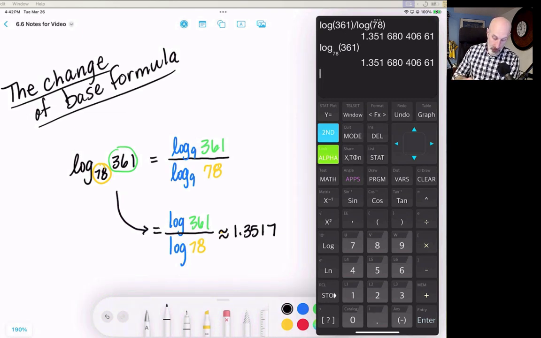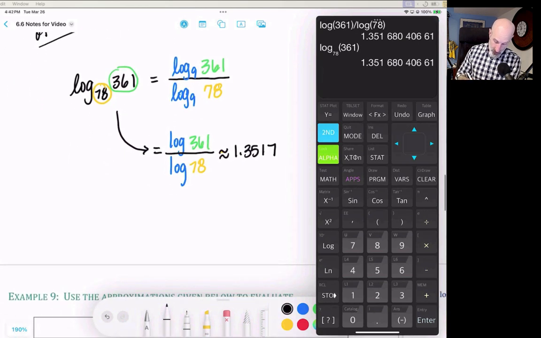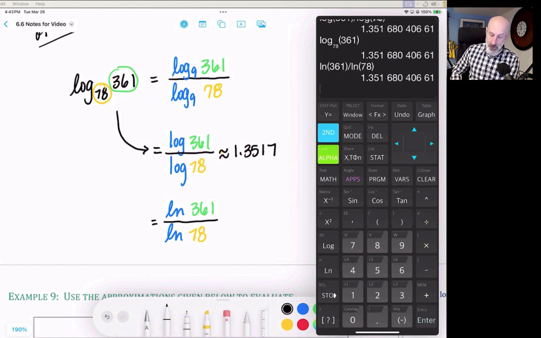Now, what else could I have done? I suppose I could have used the natural log. And as long as I maintain that 361 is the argument of the numerator and 78 is the argument of the denominator, according to this property, this should work out as well. So the natural log of 361 divided by the natural log of 78. Again, same value, as you can see.